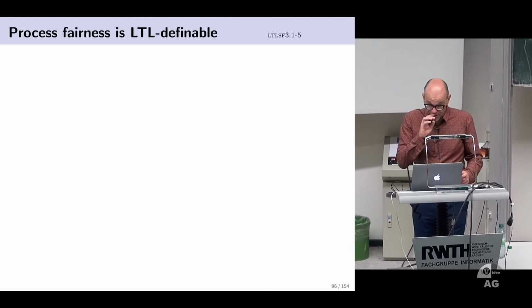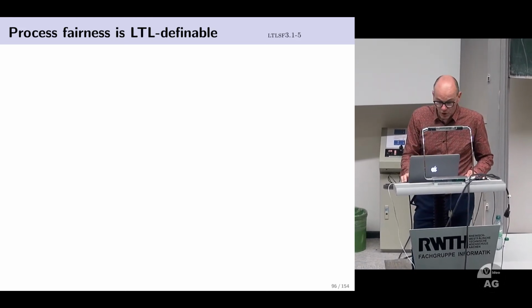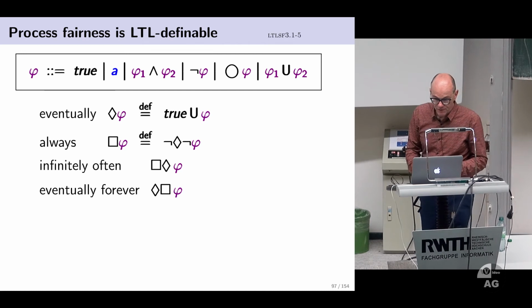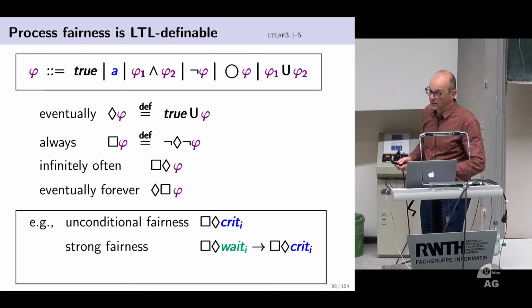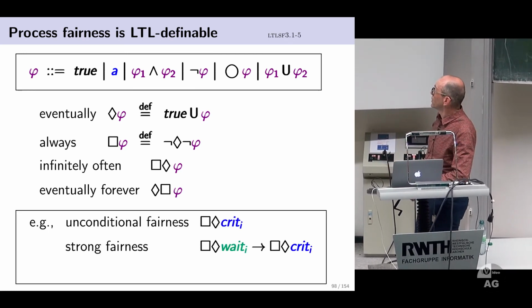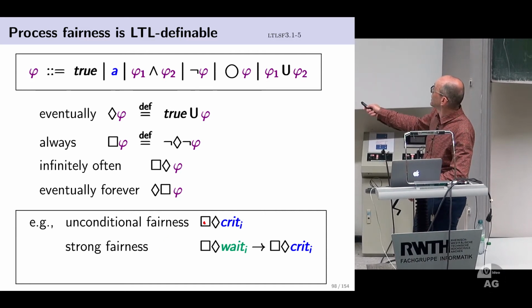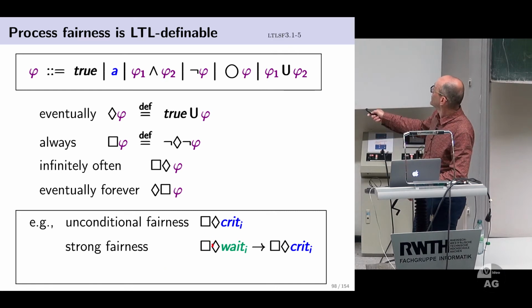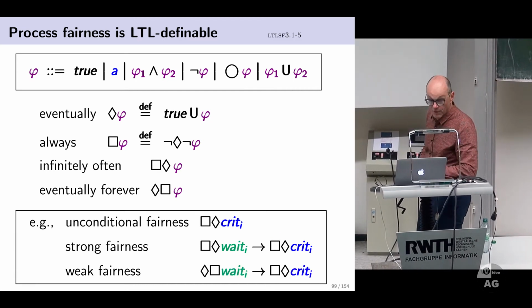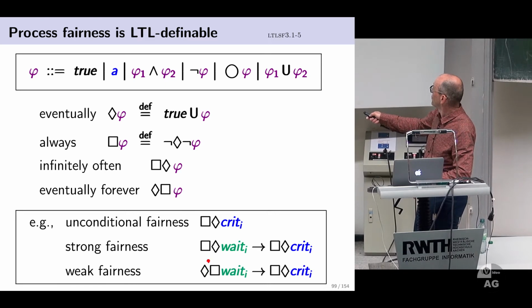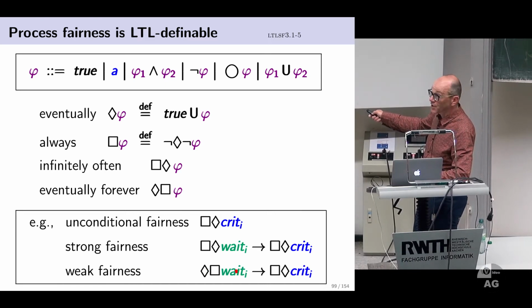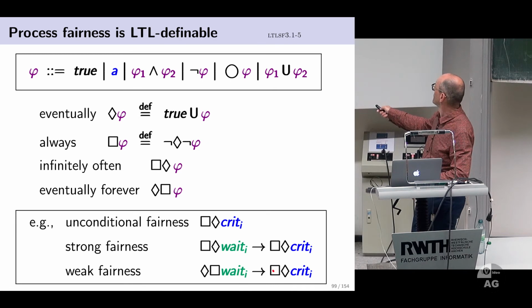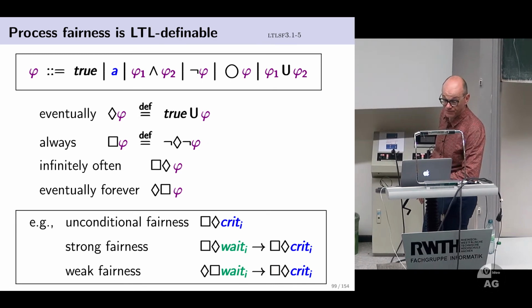So the first thing is that one example of fairness, which we call process fairness, is LTL definable. Of course we know what LTL is, and we have seen examples already in one of the previous slides. You can write down things like: infinitely often a process is in the critical section. If process i is infinitely often waiting, it will be infinitely often in the critical section. Similarly for weak fairness: if from some point on process i is always waiting, then infinitely often process i will be in the critical section.